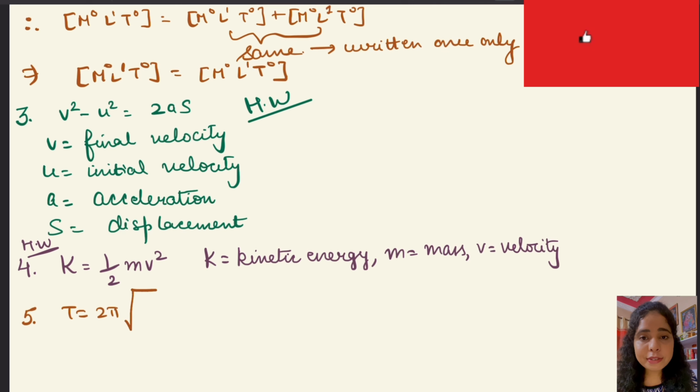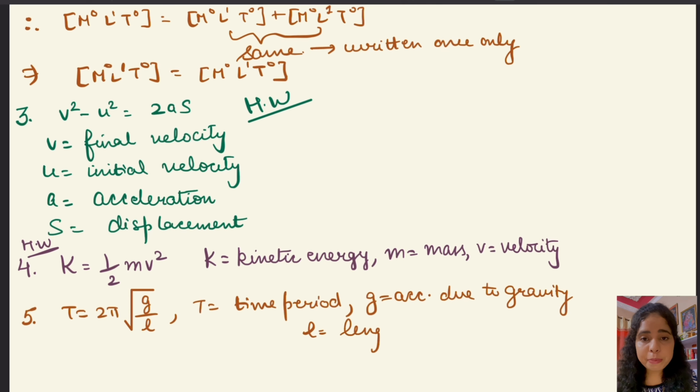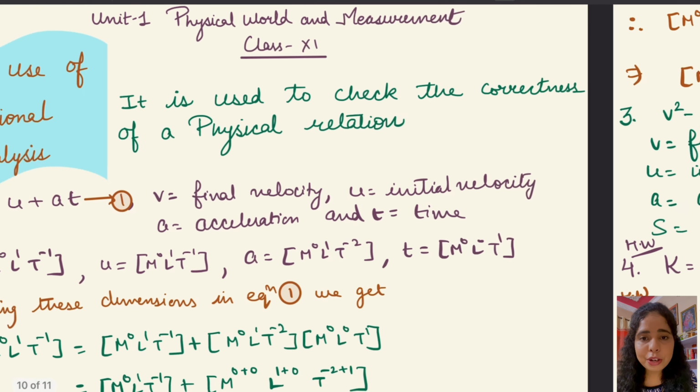Then the fifth equation which you are going to check, that is the relation which you are going to check, is t is equal to 2 pi under root L upon g, where t is representing time period, and here g is acceleration due to gravity. You will write the dimensional formula for the acceleration due to gravity, that is acceleration only, m0 L1 T minus 2, and L is representing length. So write down the dimensional formulas of time period, acceleration due to gravity, which I have already told, and then length. Substitute these formulas in this equation and solve it.